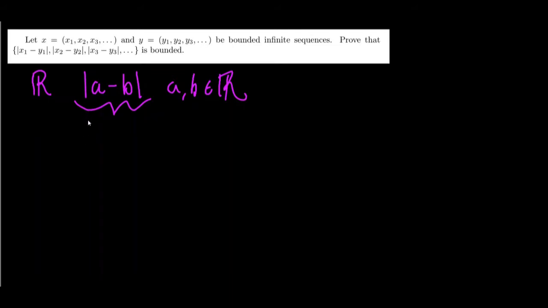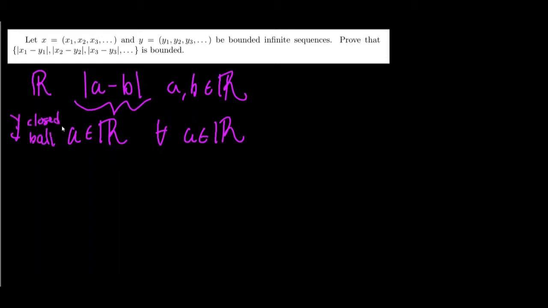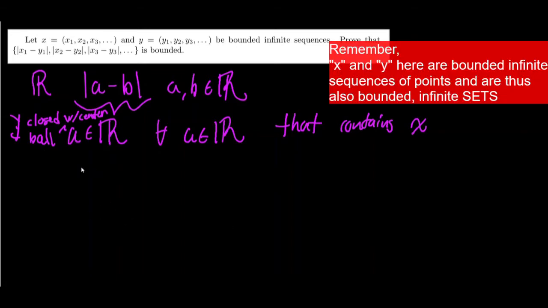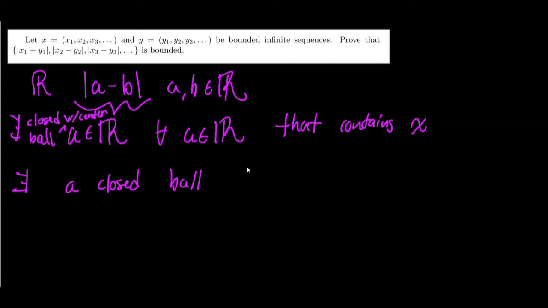By the proof that we did in the previous video, there exists a closed ball with center A in R, for any A in R, that contains X. Since this is valid for any A in R, there exists a closed ball, and we don't know what the specific radius is, but it must have some radius, so we'll just call that radius M.